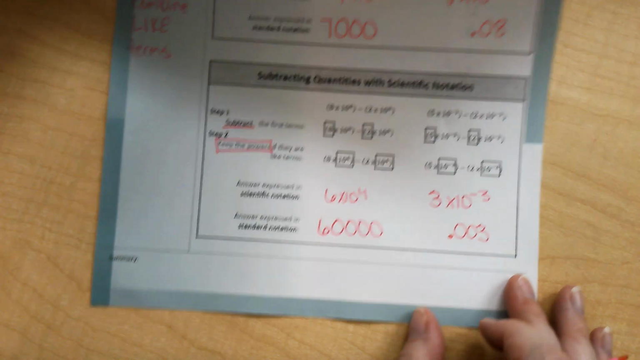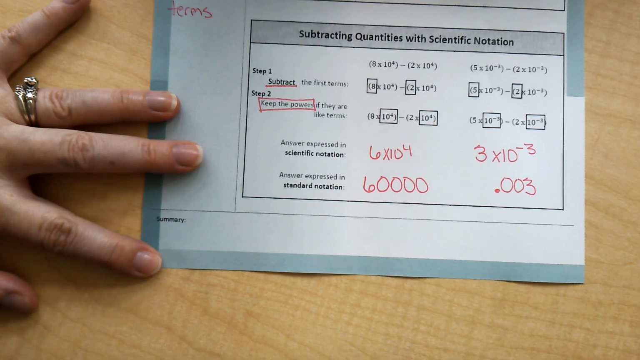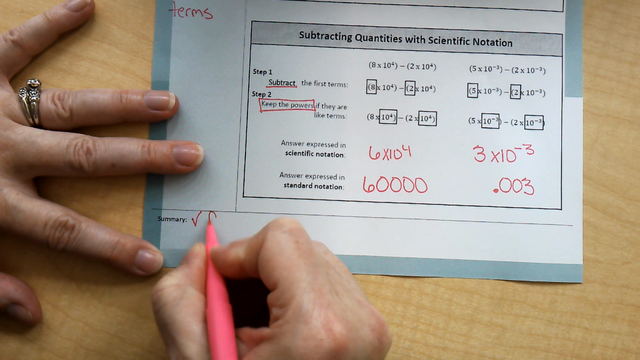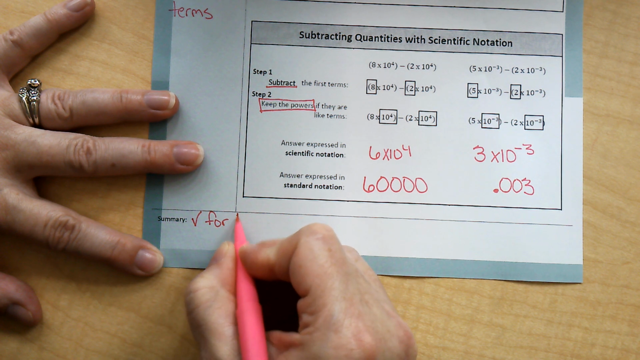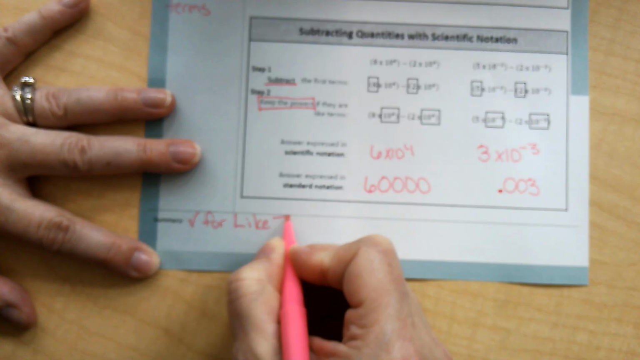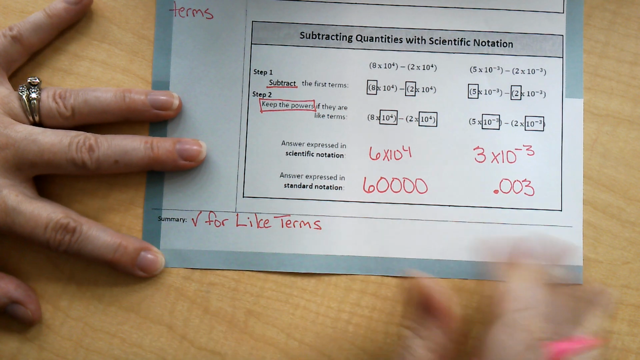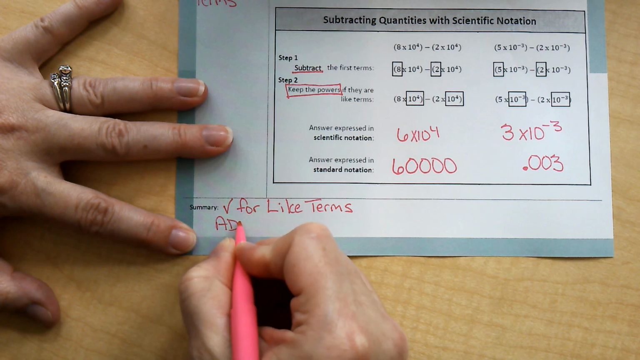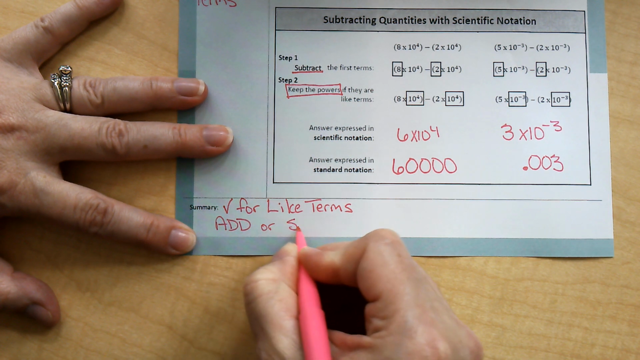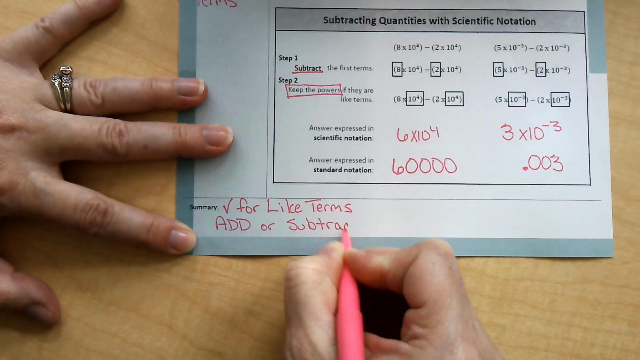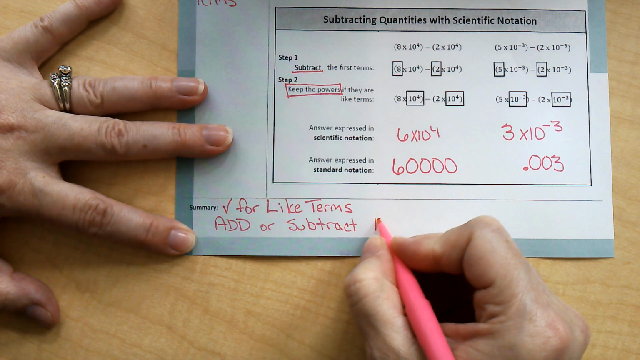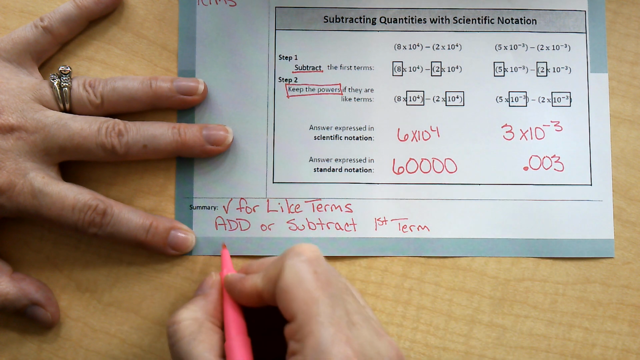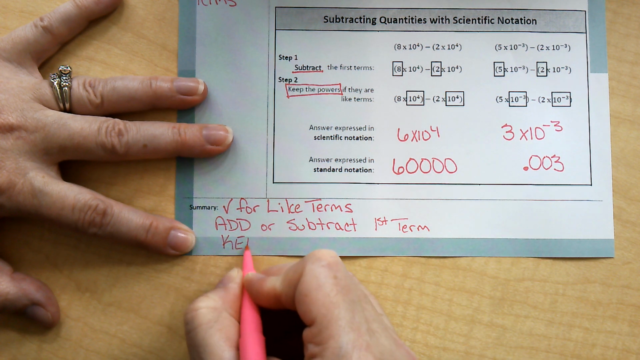Now our summary for this front page, because we are talking about all like terms. So with scientific notation, adding, subtracting, first you're going to check if your terms are like. So check for like terms. Then once they are like terms, we are going to add or subtract the first term. Okay. And then we keep that power.